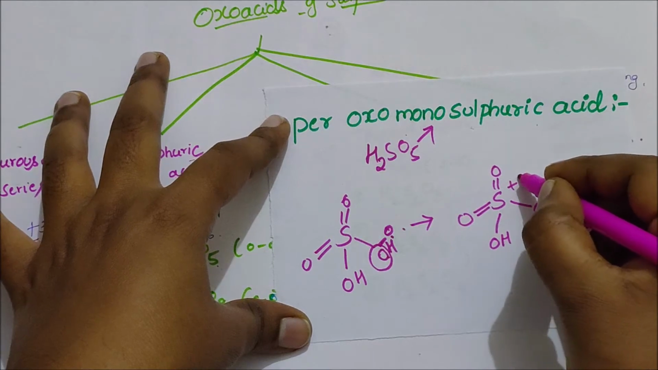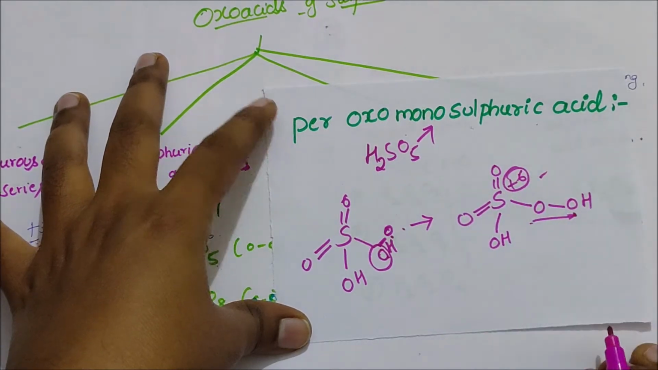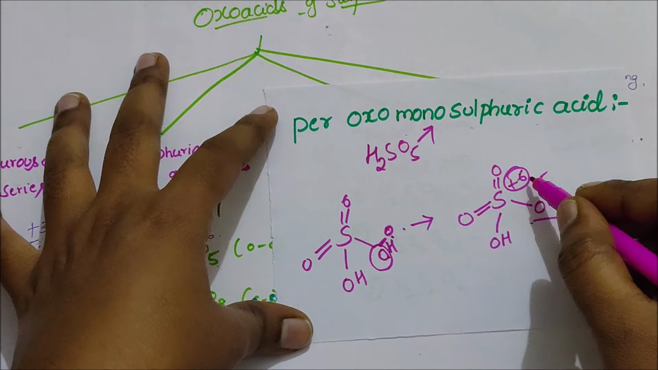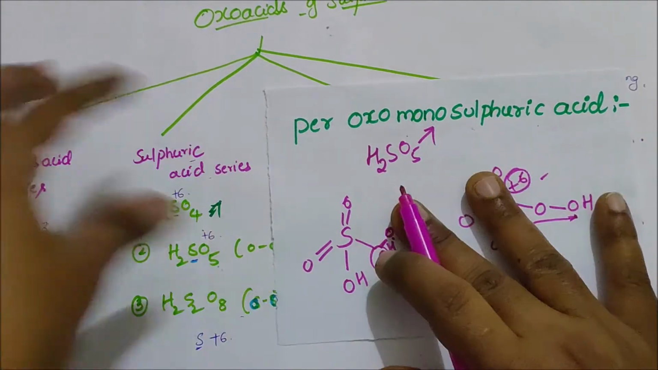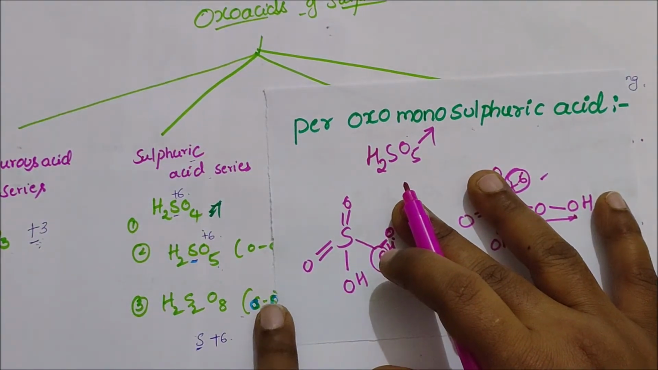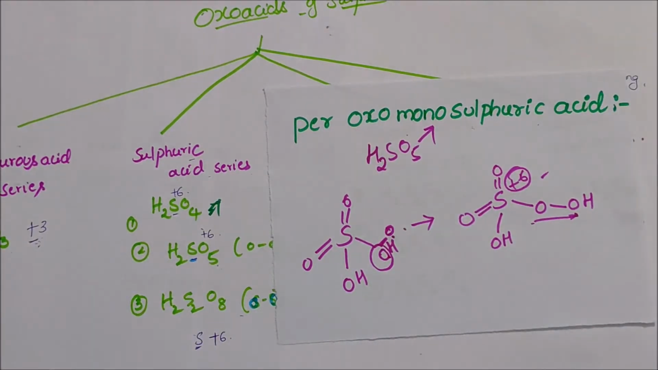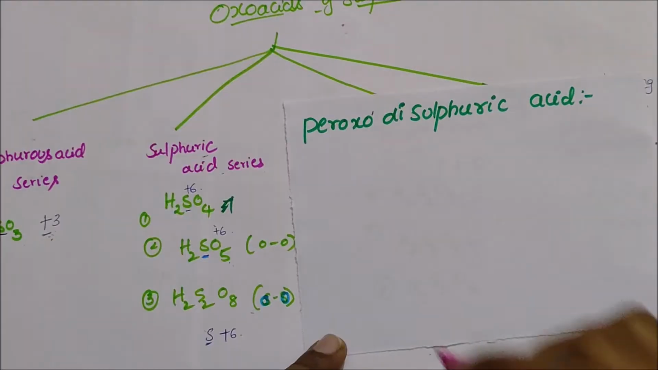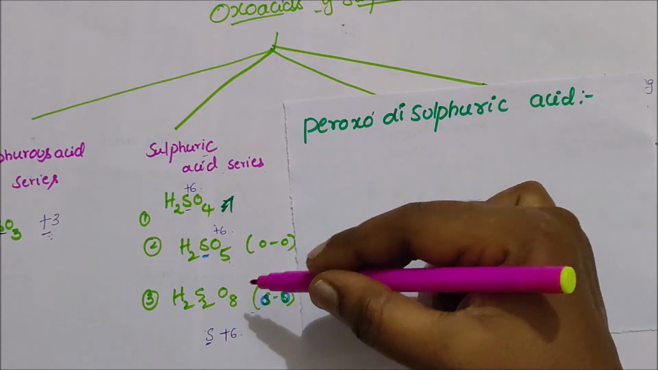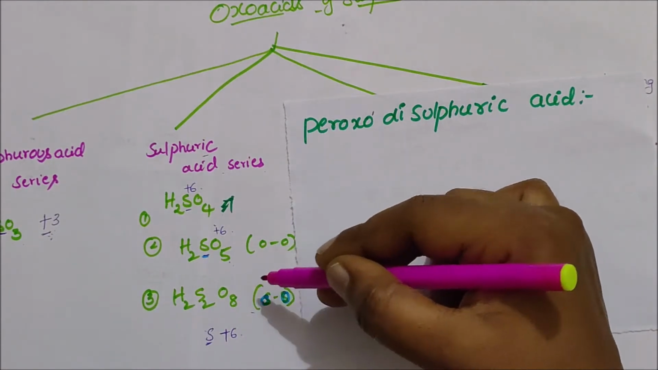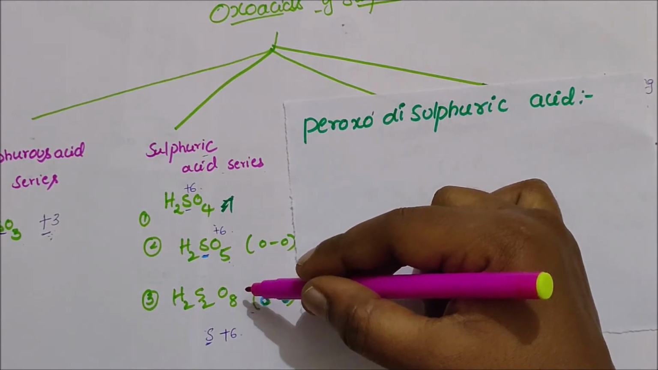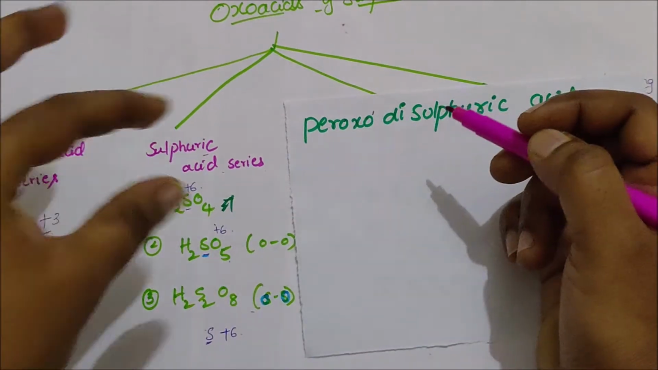Plus 6 oxidation state. This is called peroxomonosulfuric acid. And another one is H2S2O8. Next one in the sulfuric acid series is H2S2O8. This is called peroxodisulfuric acid.